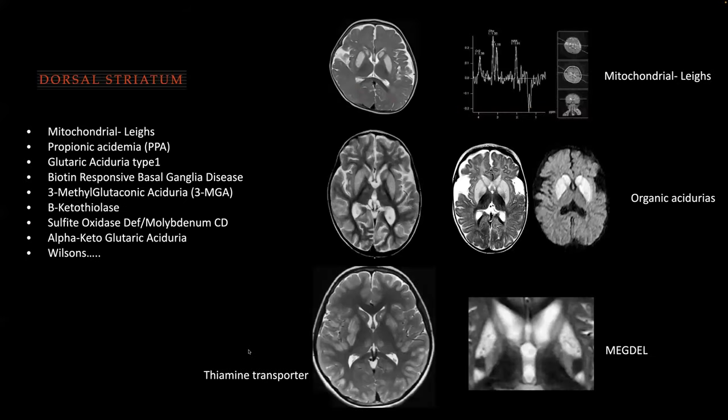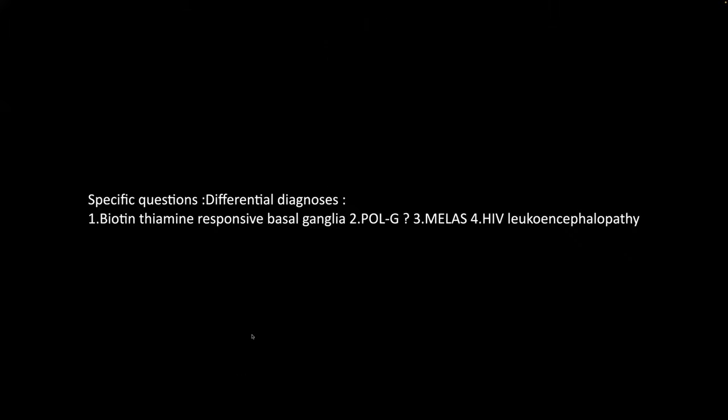And other abnormalities, especially focusing on the basal ganglia and dorsal striatum: mitochondrial disorders and organic acidurias to be kept in mind. The question was, is this biotin-thiamine responsive disease, POLG mutation, MELAS, or HIV leukoencephalopathy? I open the case for a discussion.